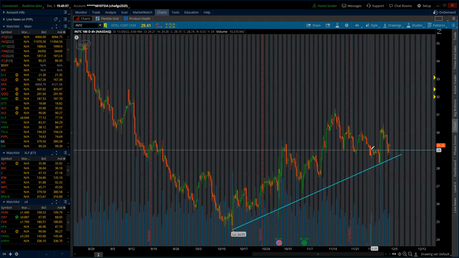Right here. See this little base here? How we kind of just went sideways. And then here. Boom. There you go. This is your previous base and the only base that shows you a green momentum. And a good retest right here.